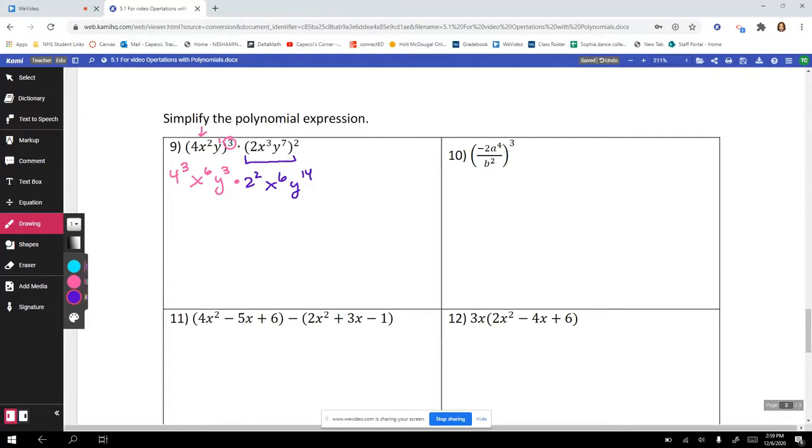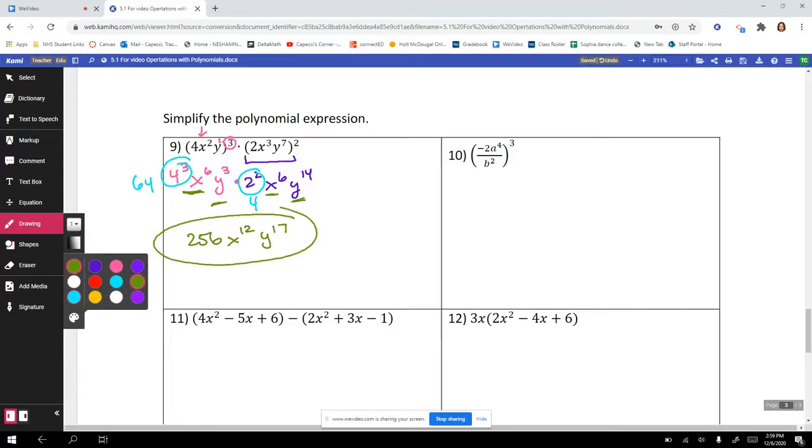Okay, so now I'll just clean this up a little bit. 4 to the 3rd is 64. 2 to the 2nd is 4. So if I were to multiply 64 times 4, I get 256. And I have x to the 6th times x to the 6th gives me x to the 12th. And then y to the 3rd times y to the 14th gives me y to the 17th, which is my final answer.